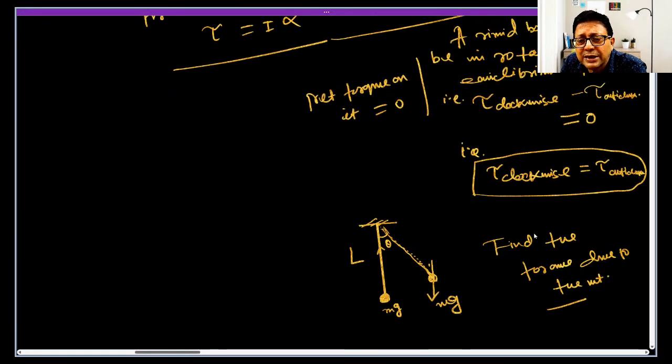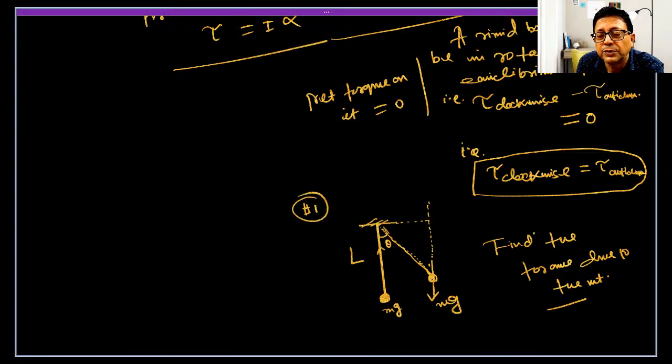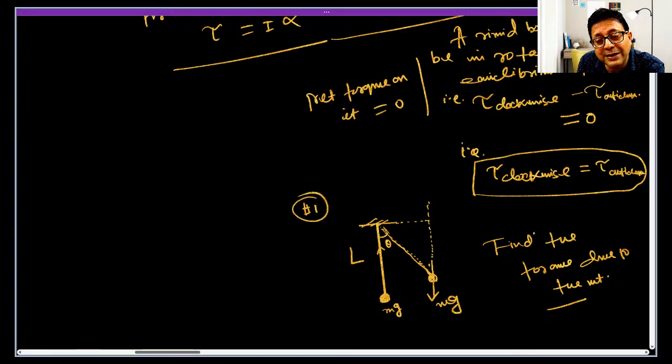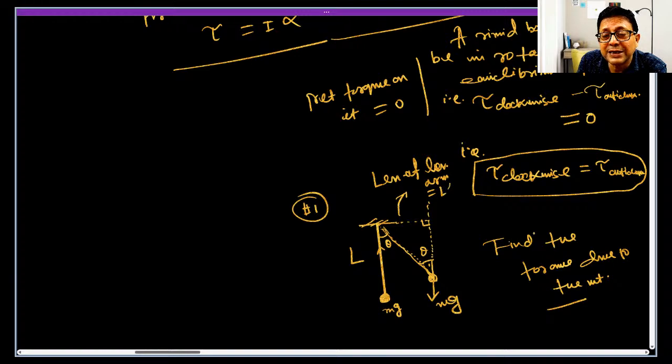So in this case we have to find the lever arm. How? We produce the line of action of the force in backward direction. Now draw a perpendicular. This is our example 1 on torque. So lever arm you have identified, line of action, and from the point of suspension you have drawn a perpendicular. Then the length of this perpendicular, the length of the lever arm, is equal to what? This is theta, means this one also theta. So this is L sin theta.